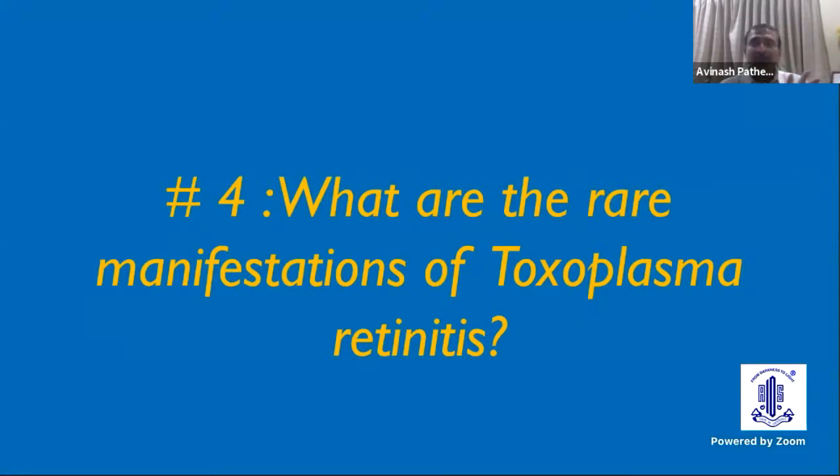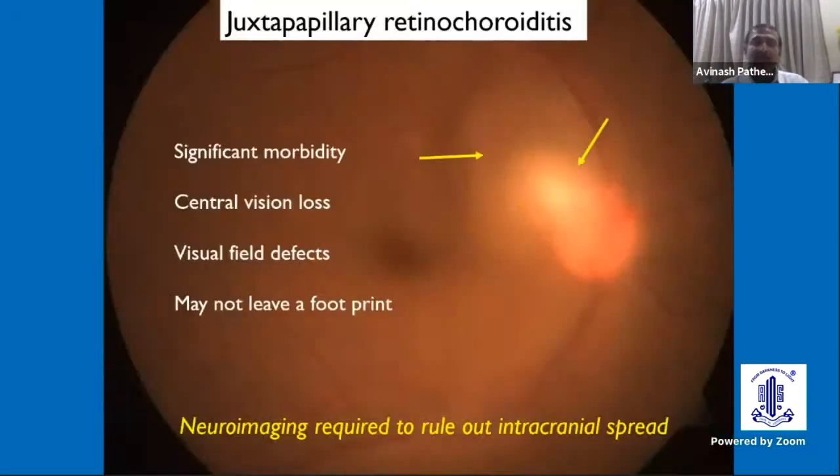Having spoken about the typical manifestation, a recurrence or activation next to a scar, there are also known atypical or rare manifestations of toxoplasma retinitis. Let's look at some of them. One rare manifestation is the juxtapapillary retinochoroiditis. Its significance is that it can lead to an enormous amount of central visual loss, and would always involve the central nervous system in cases, especially if they're immunocompromised. And they can have extensive visual field defects because they're very close to the optic nerve head.